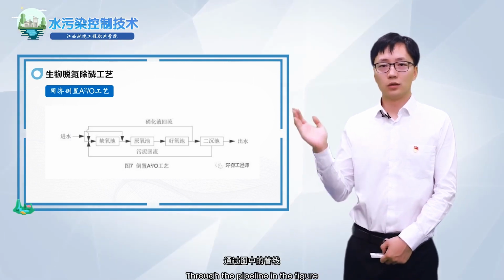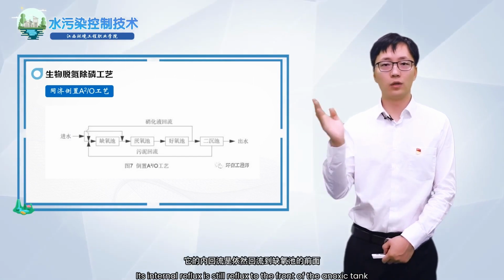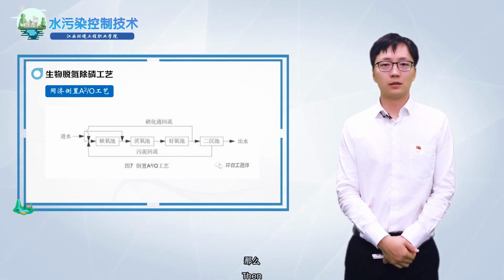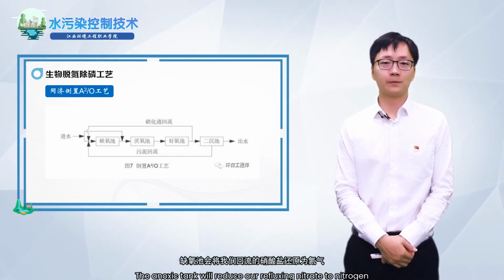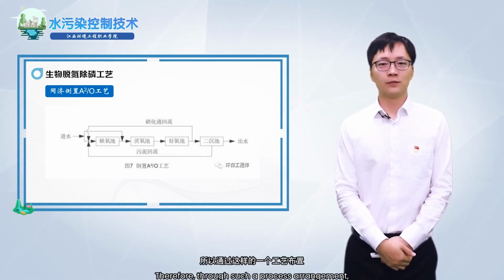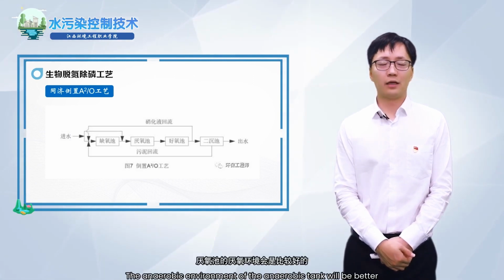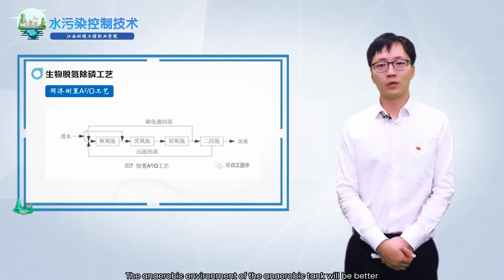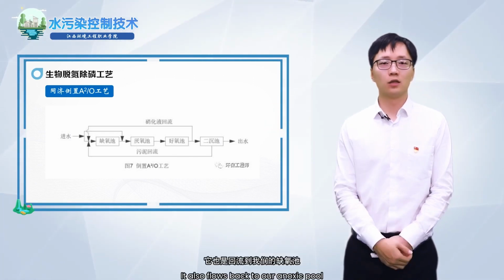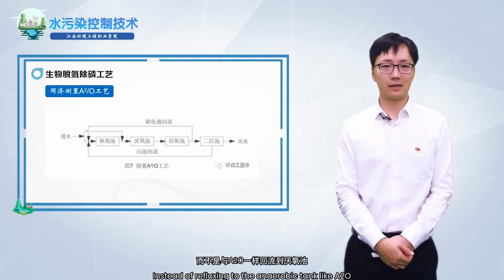Through the pipelines in the figure, we can see the aerobic tank's internal reflux still returns to the front of the anoxic tank, that is, the front end of our whole system. Then the anoxic tank will reduce the refluxed nitrate to nitrogen, and then the flow enters the anaerobic tank. Therefore, through such a process arrangement, you can guarantee that the anaerobic environment of the anaerobic tank will be better, because one of the return lines of our secondary sedimentation tank also flows back to our anoxic tank, instead of refluxing to the anaerobic tank like A2O.